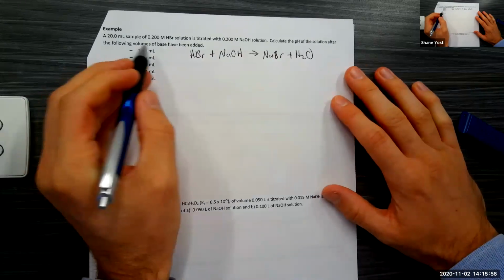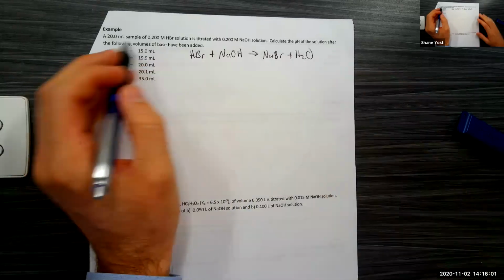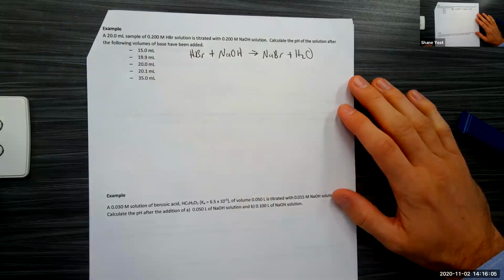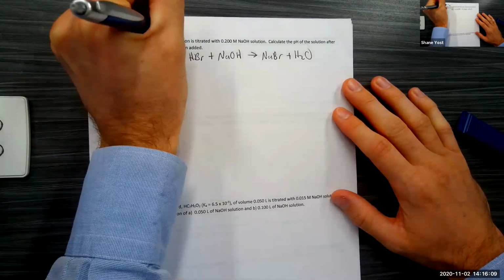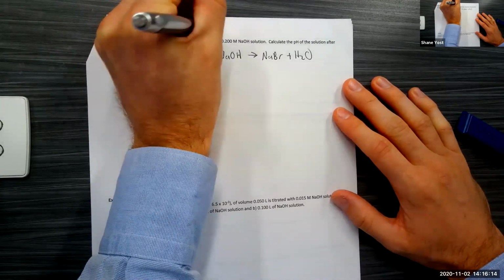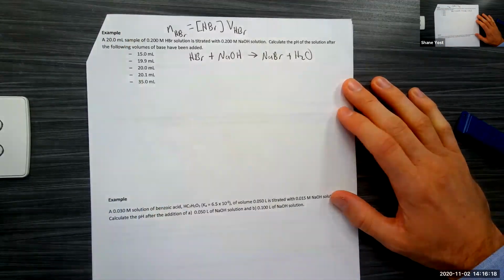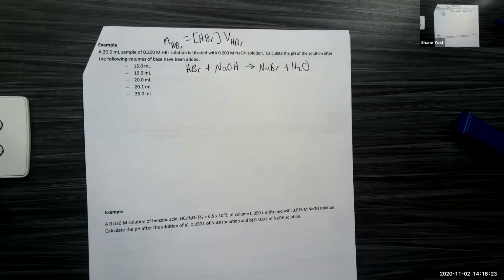Now for each one of these different volumes of NaOH, the volume and the concentration of HBr are always the same. The number of moles of HBr is equal to the concentration of HBr times the volume of HBr. Concentration is moles per liter, so you take your concentration, multiply it by your volume in liters, and you get your moles.